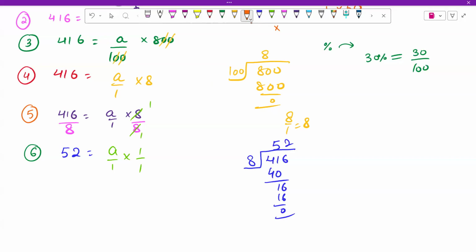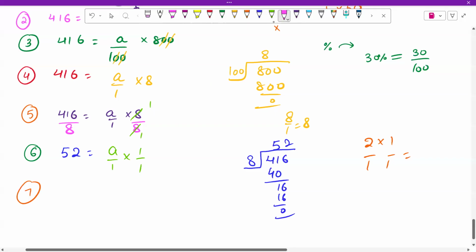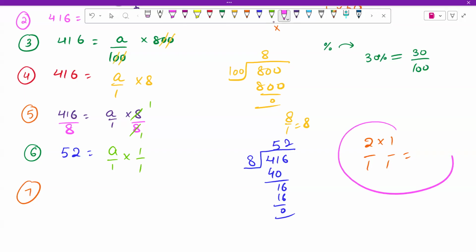Now tell me, something multiplied and divided by ones is what? Multiplied and divided by 1. 1. You could divide that by 52, but let's not take 52. I'm just asking for this first. What is 2 ones are? 2. What is 1 ones are? 1. 2 divided by 1 is how much?